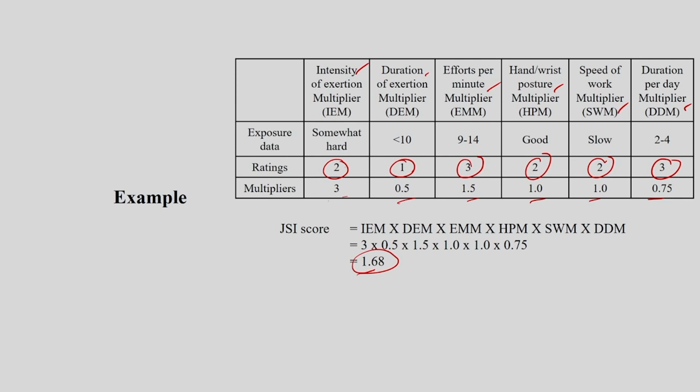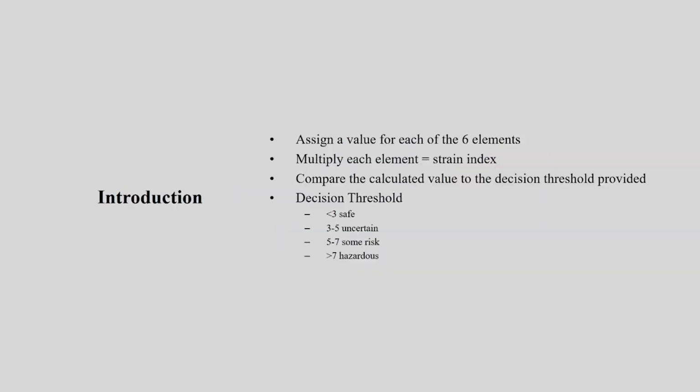Now, what do we do with this? Yes, let us move forward. Again, this value, 1.68, of course, is less than 3. So the particular job which we are actually analyzing is safe. If by chance that JSI score, suppose for a particular activity is 6.2, then that means there is some risk in that particular job.